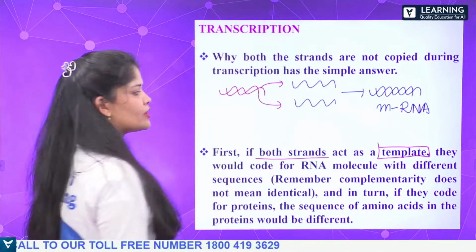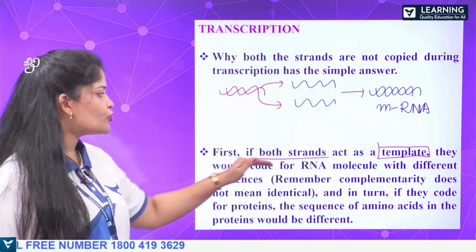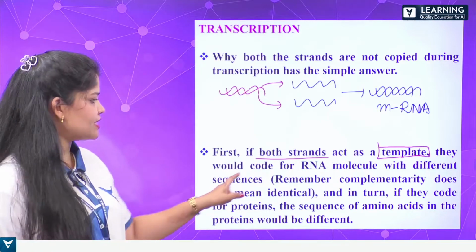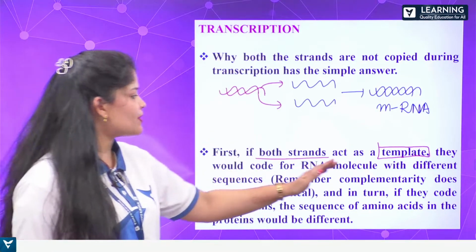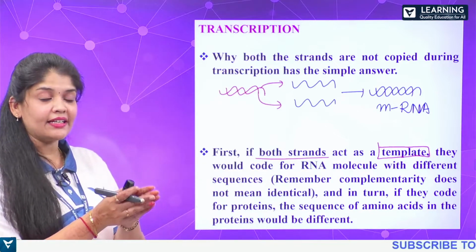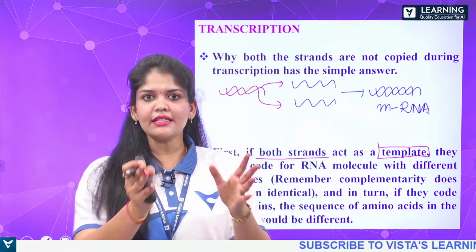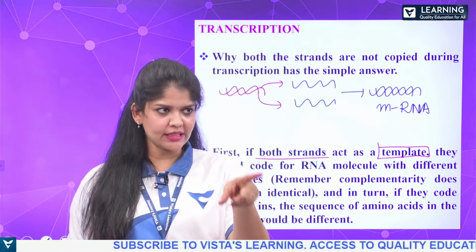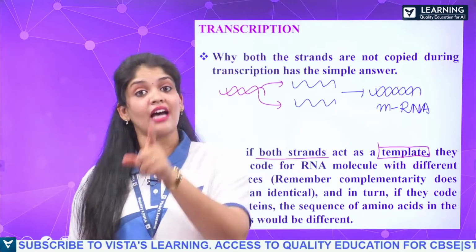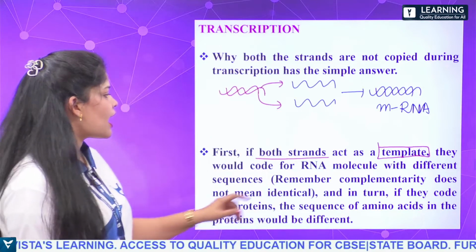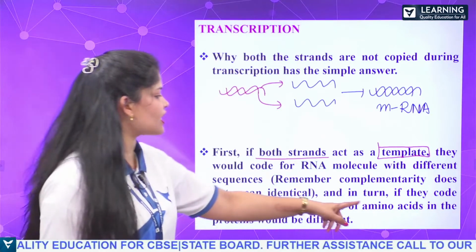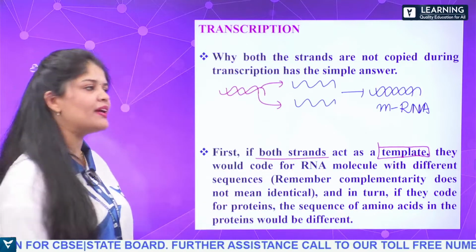if both strands are going to act as a template, they would code for RNA molecules with different sequences. That means, as we already know, complementarity doesn't mean identity, that means not identical single strands, because here we have a uracil that is going to be present in the RNA, and there the thymine will be present in the DNA. And in turn, if they code for proteins also, the sequence of the amino acids in such proteins would be different.